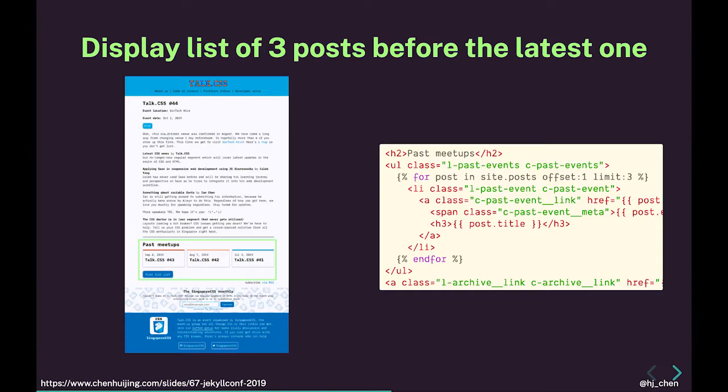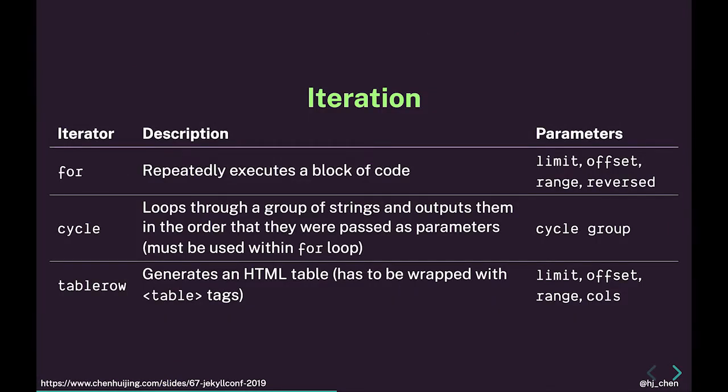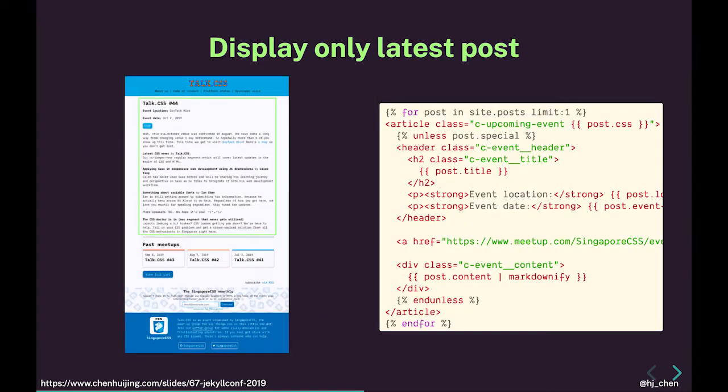Now, if I go back, you'll notice that table row is also an iterator, which I actually didn't know until I read the documentation. So if you have tables in your Jekyll site, you can use table row to generate the tables, just wrap it in table text, so that's pretty cool. Didn't know until I read the documentation.